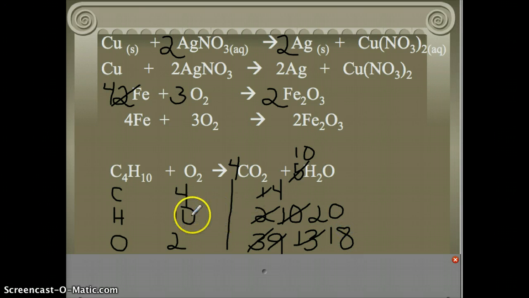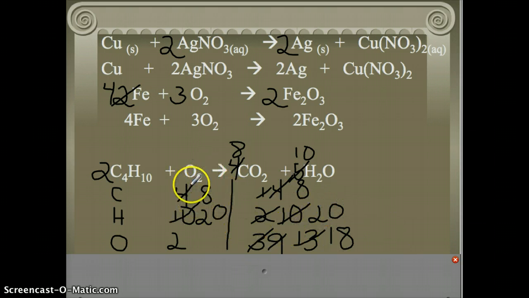Okay, so I'm going to fix that on this side. I need 20 hydrogens, so I'm going to put a 2 here. My carbon count is now 8. Hydrogens are 20. And I've messed up my carbon, so I'm going to fix that. I really need 8 of those. So instead of a 4, I'm going to want an 8 out here also. And everything again is balanced.